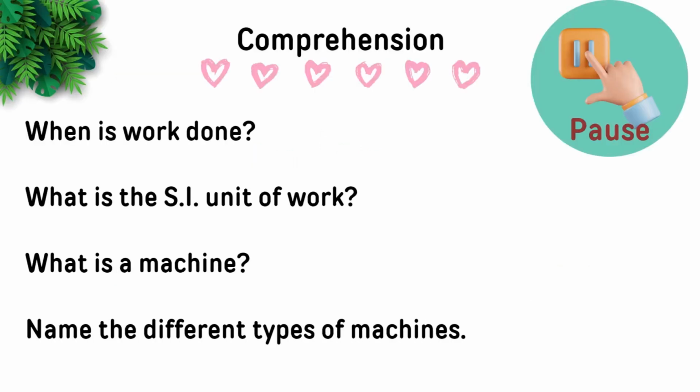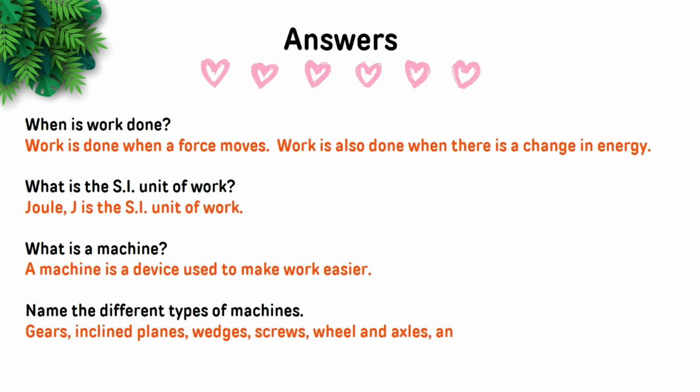Comprehension. When is work done? What is the SI unit of work? What is a machine? Name the different types of machines. You may pause this video to answer the questions. Work is done when a force moves. Work is also done when there is a change in energy. Joule is the SI unit of work. A machine is a device used to make work easier. Gears, inclined planes, wedges, screws, wheel and axles, and levers are different types of machines.